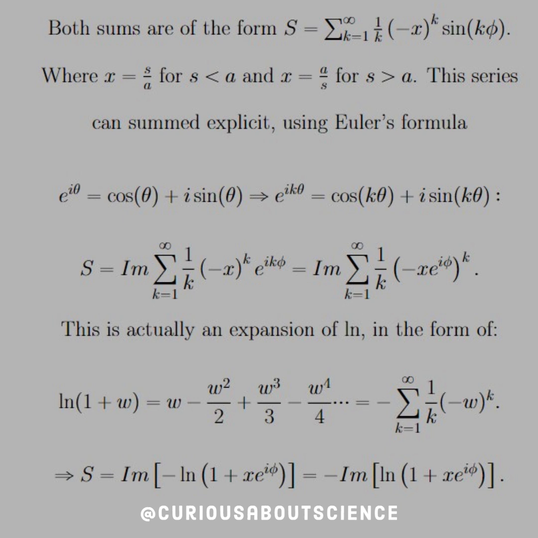So here we have the sum as the imaginary part of the exponential, since all we want is sines. And then we can factor a k out, combine it all into one thing. This is actually an expression of ln of 1 plus w, which is matched from expansions that we've seen before, hence putting the two things together. And then what we see is that S is equal to negative the imaginary component of ln of 1 plus x e to the i phi.